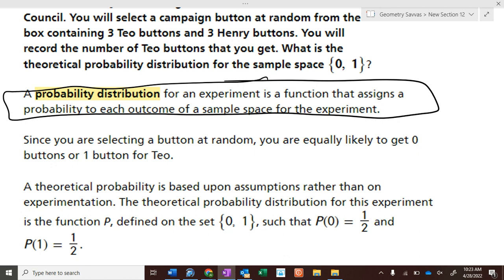Okay. So the probability distribution for an experiment is a function that assigns a probability to each outcome. So that's what we did just a little bit ago with the boys and girls. We assigned a probability 12.5% to each of the outcomes. Boy, girl, boy, boy, boy, boy, girl, boy, girl, and so on. Okay?